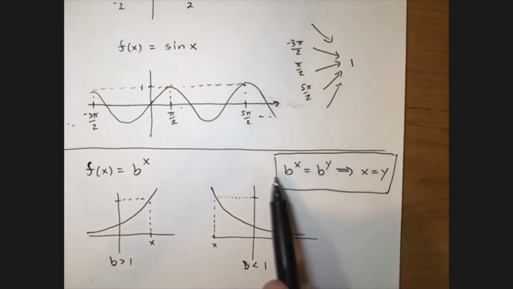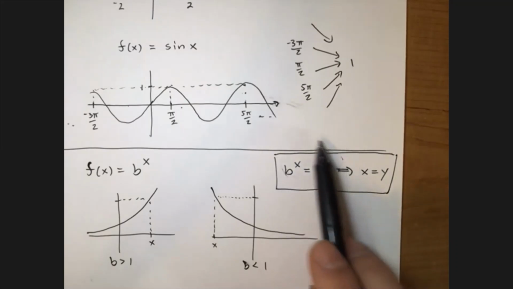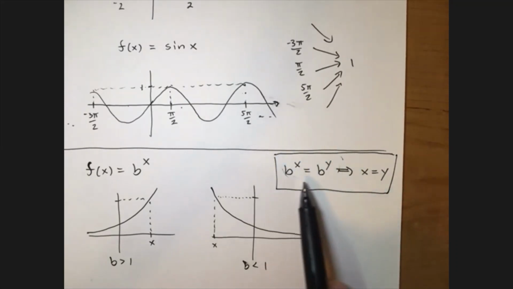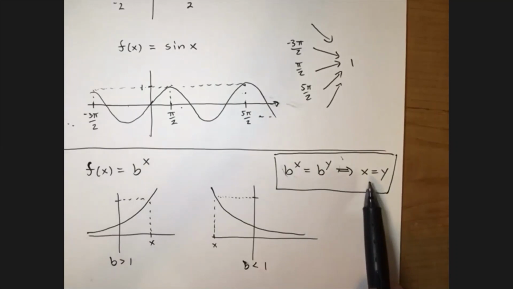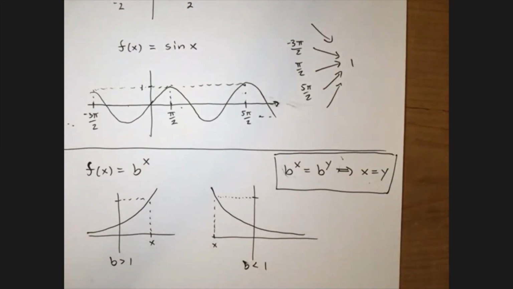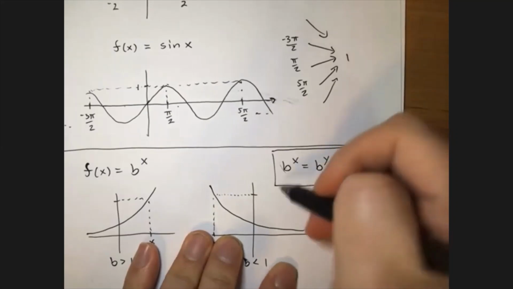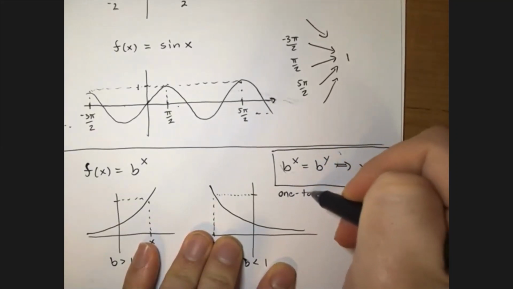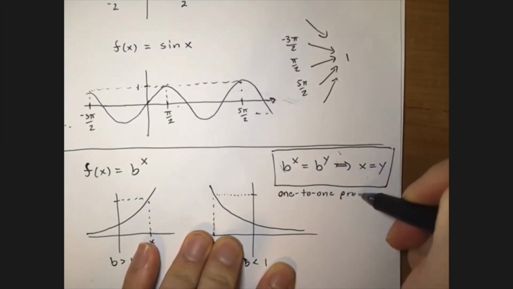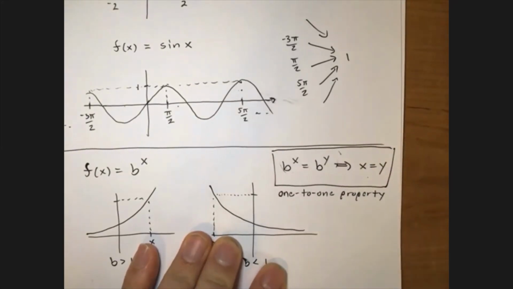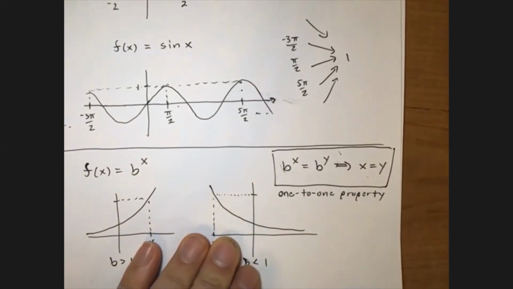And so this will allow us to solve equations that look like this. We can solve an equation like this by using this property and writing down a simpler equation. So let's take a look at some examples where we use this property. The book calls this the one-to-one property. Let's look at examples where we have to solve equations using the one-to-one property.